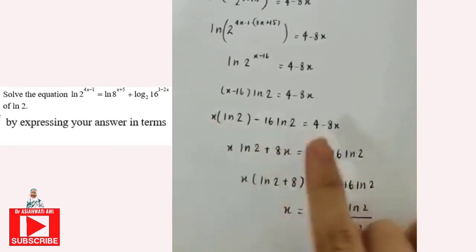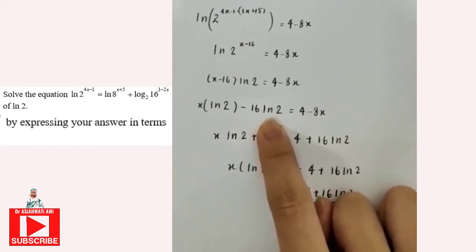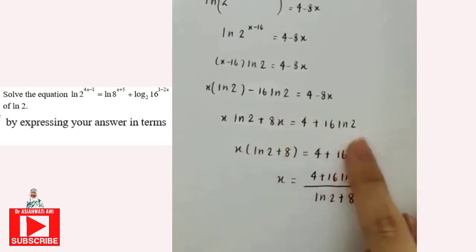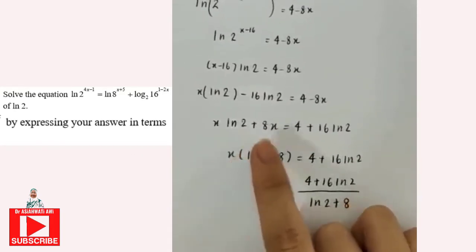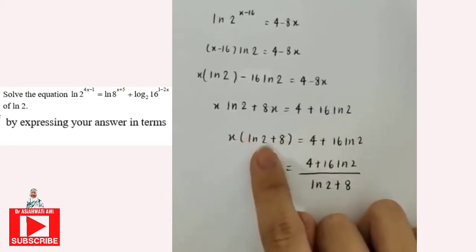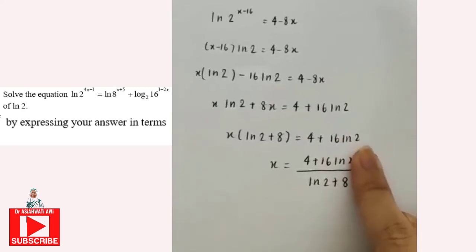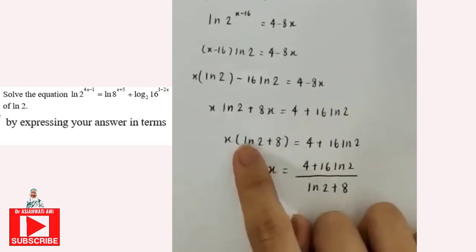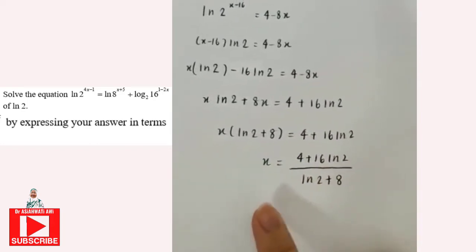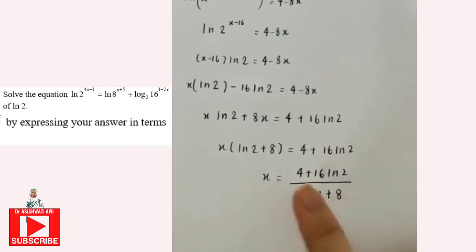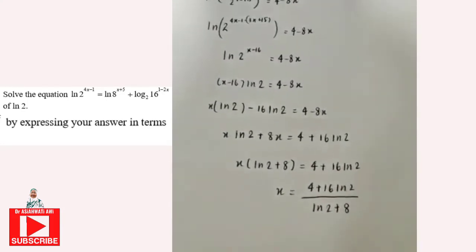Then we put the same x together, and this 16 ln 2 we put at the right hand side, and it will form this equation. And then we take out the x in bracket, times 1 ln 2 plus 8 equals 4 plus 16 ln 2. As we are going to find what is x, we just put this bracket to the right hand side, which becomes divide. So x equals 4 plus 16 ln 2 divided by ln 2 plus 8. So this is the final answer.